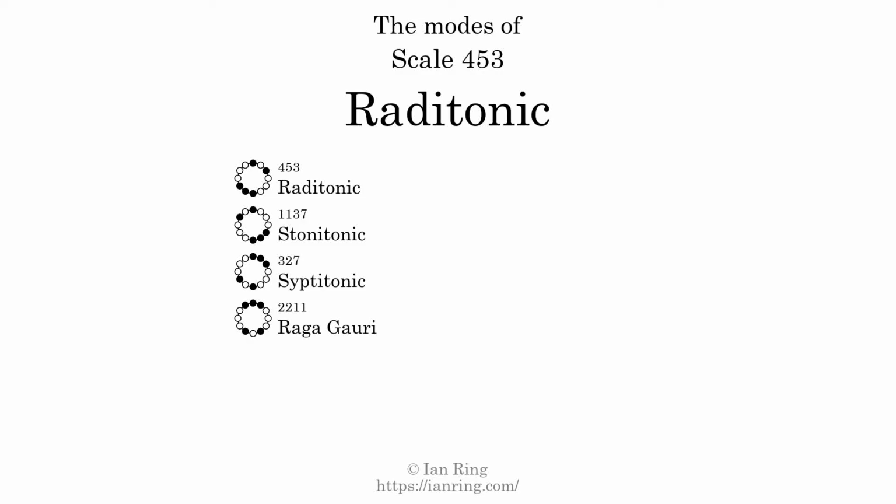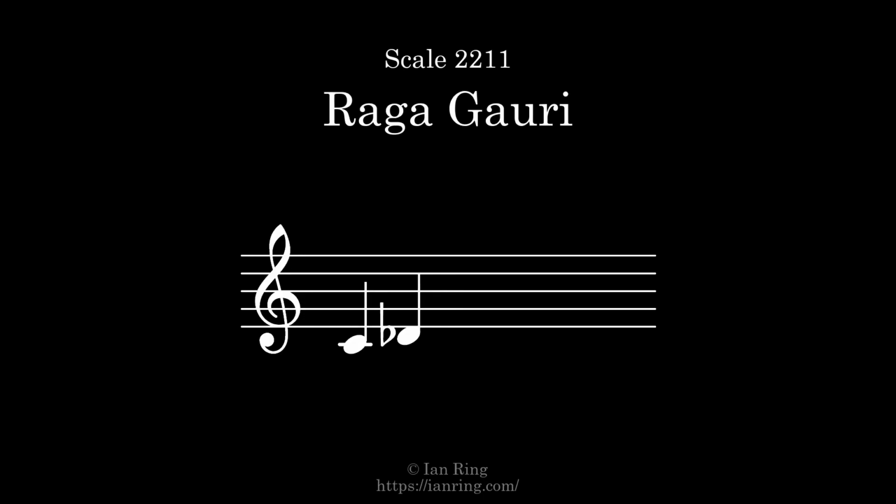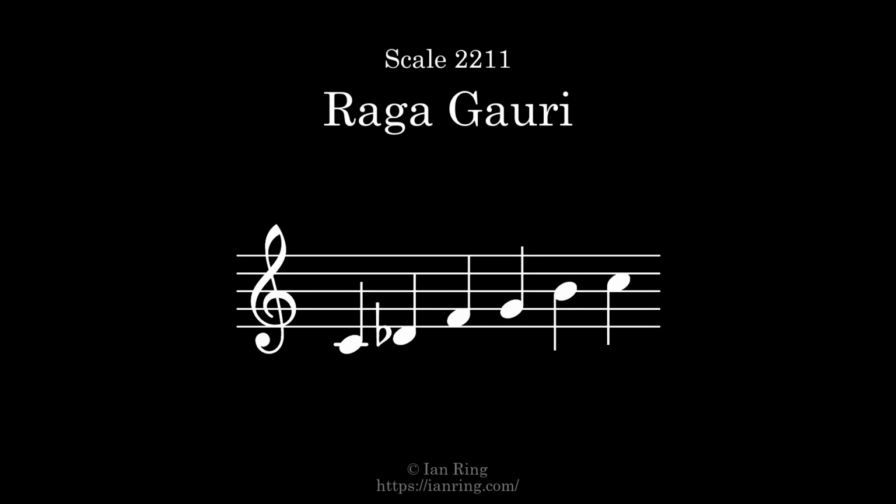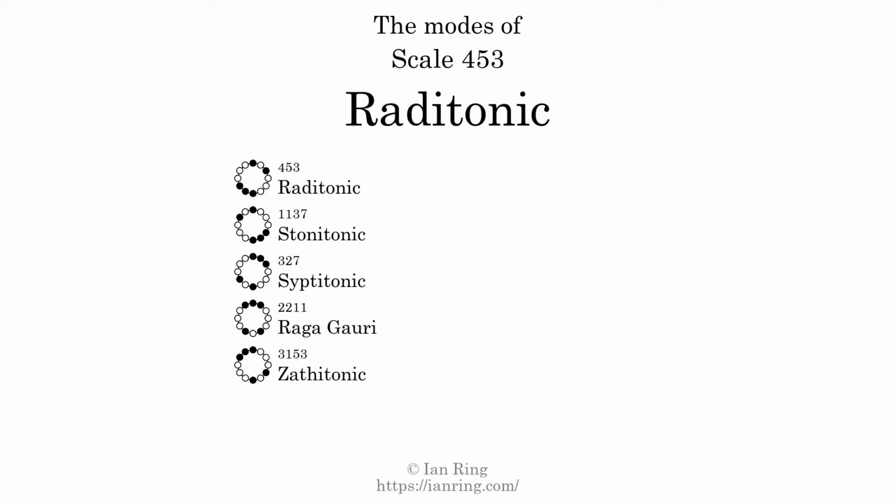The fourth mode is scale 2211, also known as Ragagori. It sounds like this. The fifth and last mode is scale 3153, also known as Raditonic. It sounds like this.